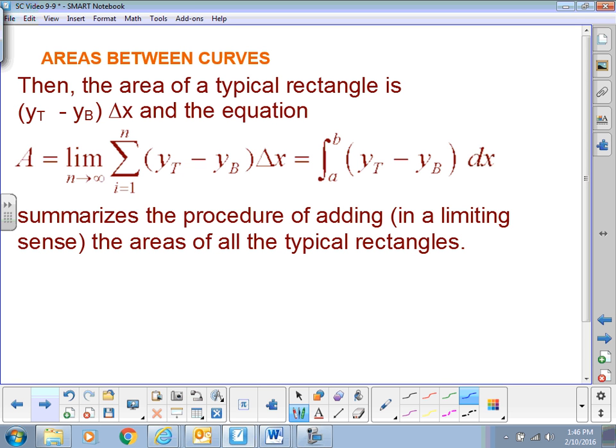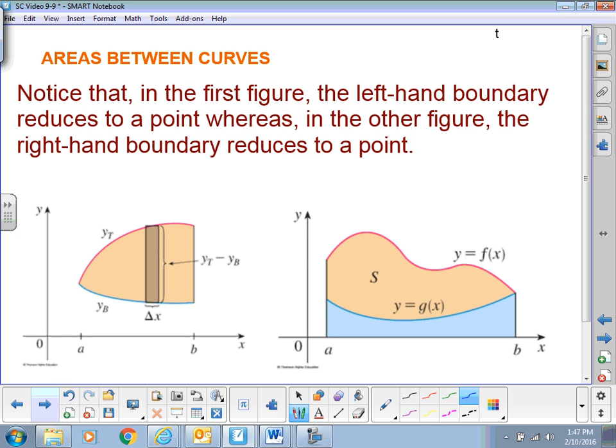Okay, again, this is just summarizing. We're always doing the top minus the bottom when we do our integral. And again, here's the two cases. On the left, we have coming to a point at the beginning. On the right, we are coming to a point at the end. Sometimes we might not be coming to a point on either end, or we might be coming to a point on both ends of our area. Anywhere they come to a point, they do not necessarily have to tell you what it is. You might have to find it.